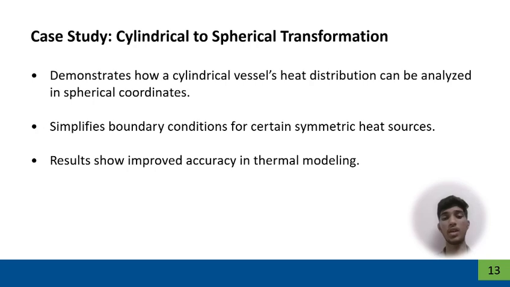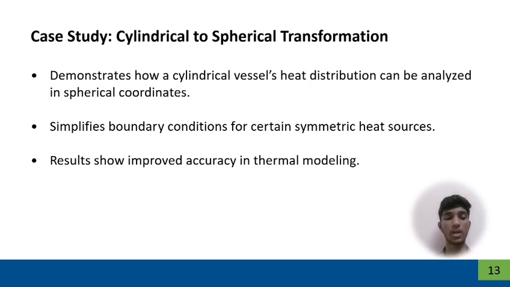Case study: cylindrical to spherical transformation demonstrates how a cylindrical vessel's heat distribution can be analyzed in spherical coordinates, which simplifies boundary conditions for certain symmetric heat sources. Results show improved accuracy in thermal modeling.